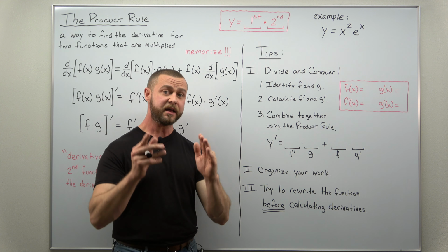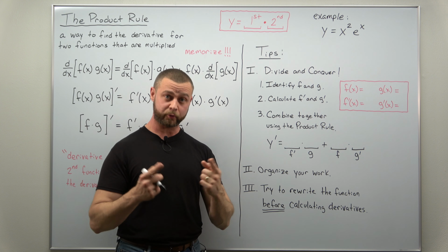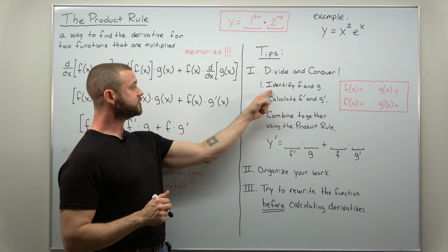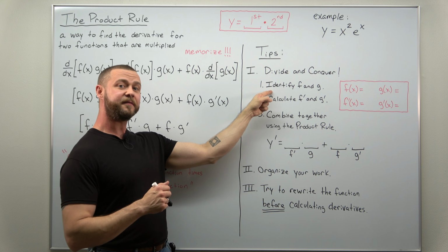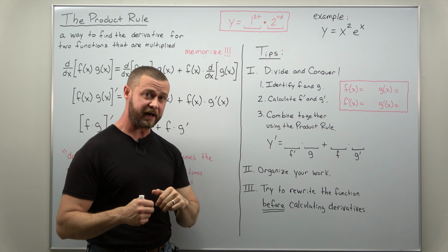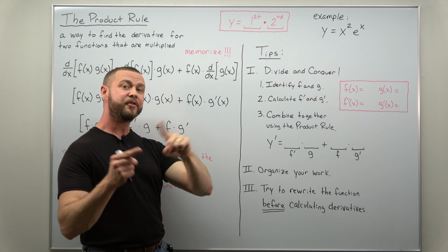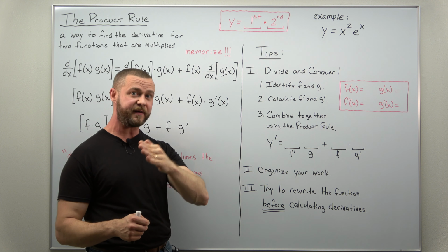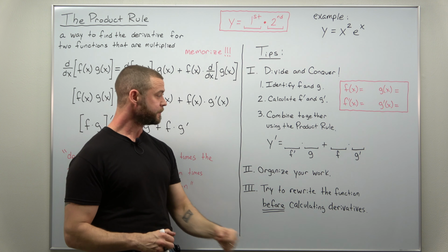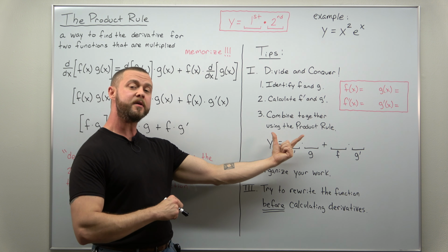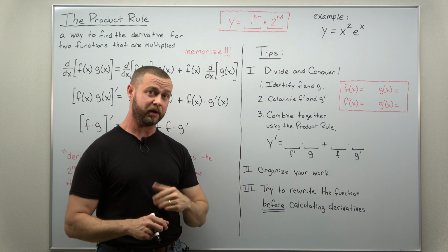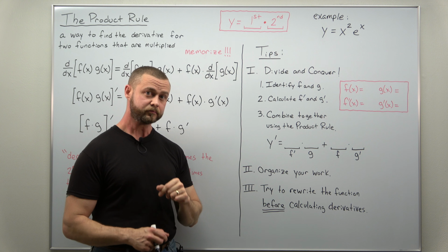Now what that looks like here for applying the product rule to calculating derivatives is the first step, you identify f and g of x. Second, you're going to want to calculate their individual derivatives, f prime of x and g prime of x. And then third, you just combine them all back together using the formula for the product rule.